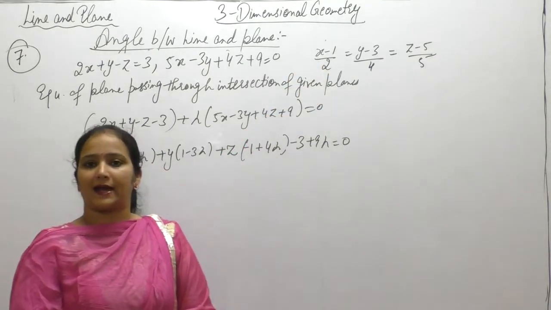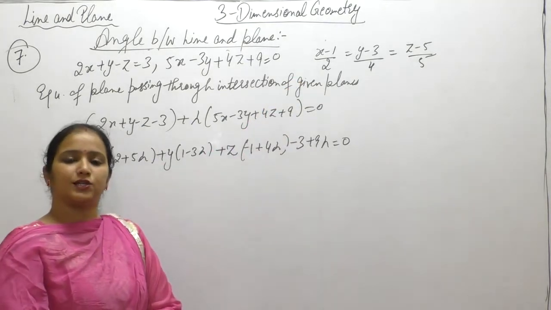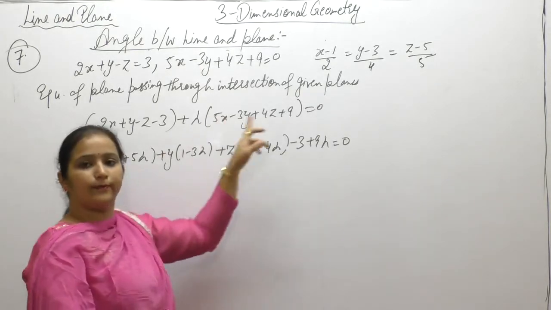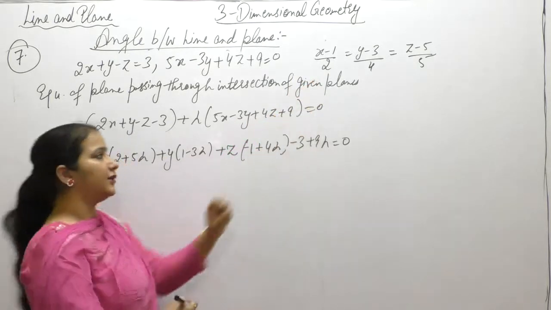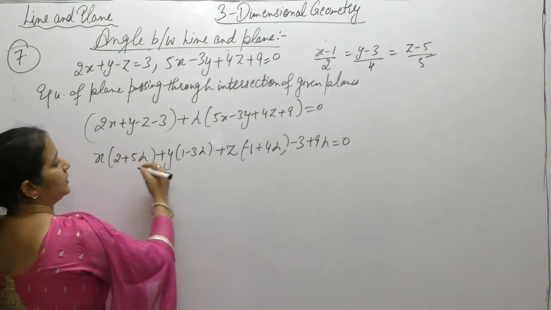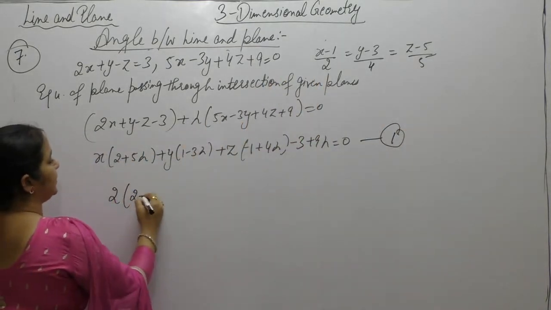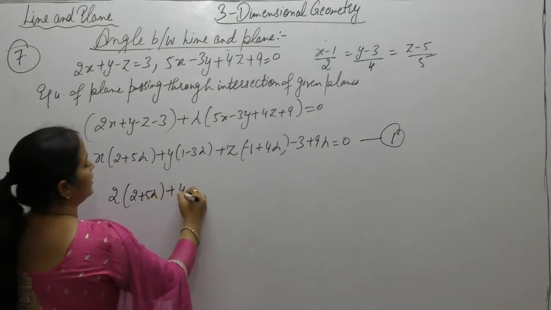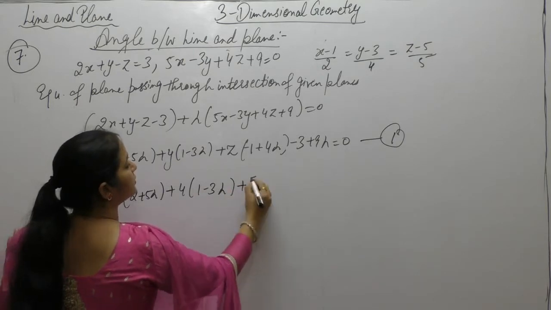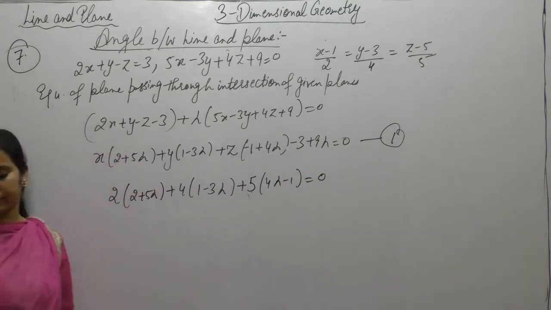Now it is given that the plane passing through the intersection of the given planes is parallel to this line. Parallel to this line means its direction ratios are perpendicular to its normal. Therefore a1 a2 plus b1 b2 plus c1 c2 equals 0. So what equation do we get? A is 2, so 2 into 2 plus 5 lambda, 4 into 1 minus 3 lambda, 5 into 4 lambda minus 1 equals 0.